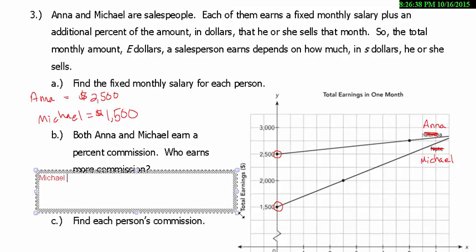Michael earns more commission because his line is steeper, which we know means his slope was larger.